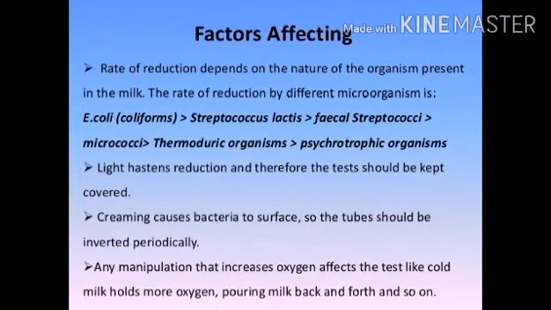Factors affecting the reduction process of the MBRT test. The rate of reduction depends on the nature of the organisms present in the milk. First factor, the rate of reduction by different types of microorganisms like E. coli, Streptococcus lactis, fecal streptococci, micrococci, thermoduric organisms, which are organisms able to survive at high temperature, and psychrophilic organisms, which are organisms able to survive at low temperature.